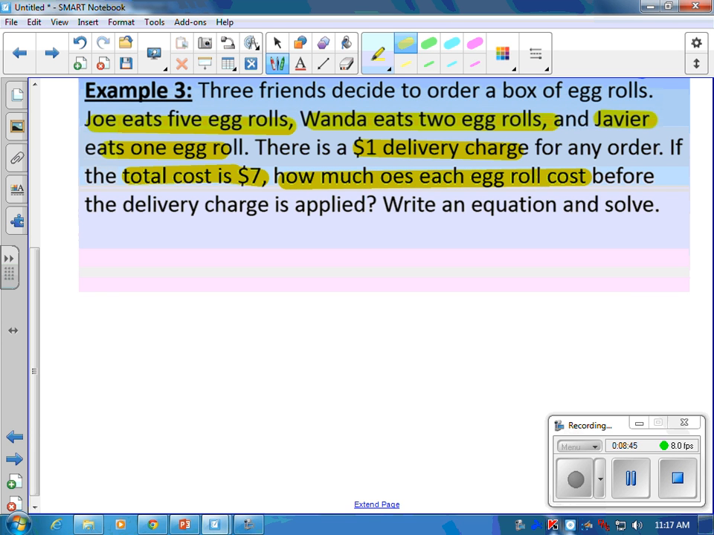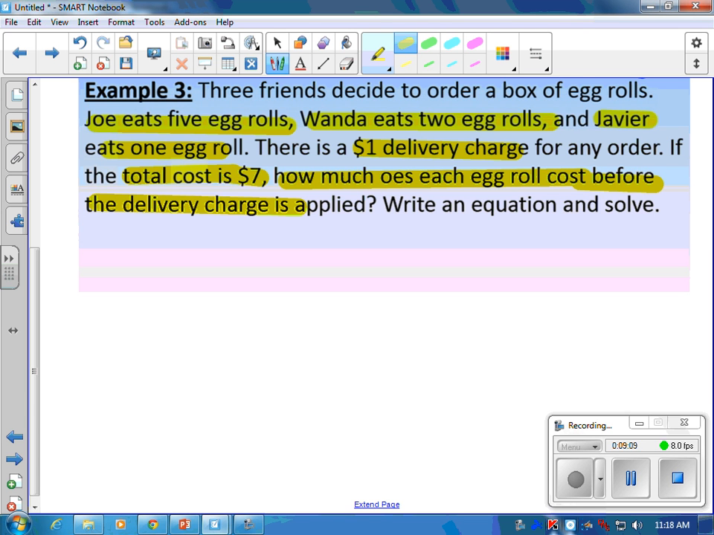That's my ultimate goal. I spelled does wrong. Is that what you're going to tell me? Oh, okay. Good. Yes, I did. I put OES. Okay, yes. So I need to know how much does each egg roll cost before the delivery charge is applied. I'm just trying to figure out what is the cost of each of these egg rolls. That's what I want to know.